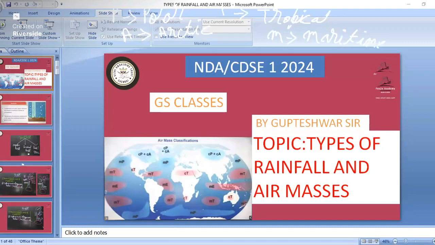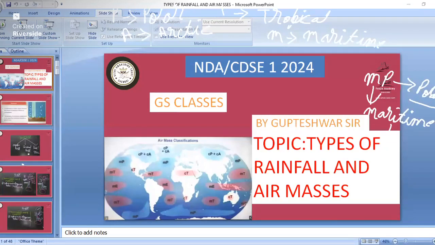Now here one type of air mass is MP. M means maritime and P means polar. So polar, what do we have? We have moisture on this side, which means cool air is there. Maritime is what?